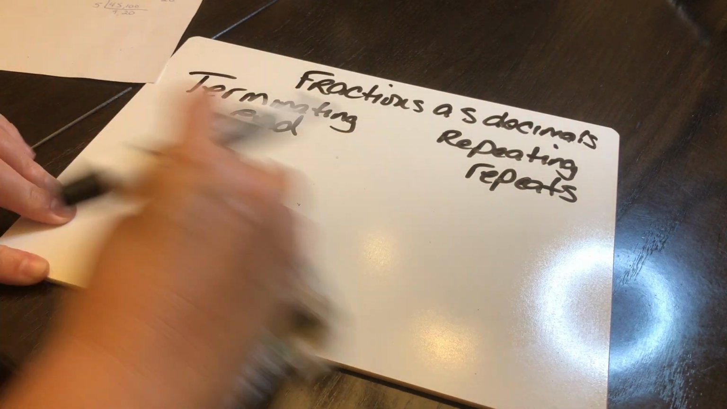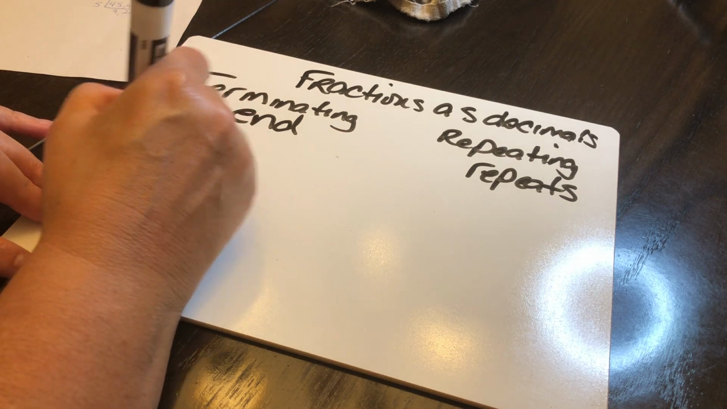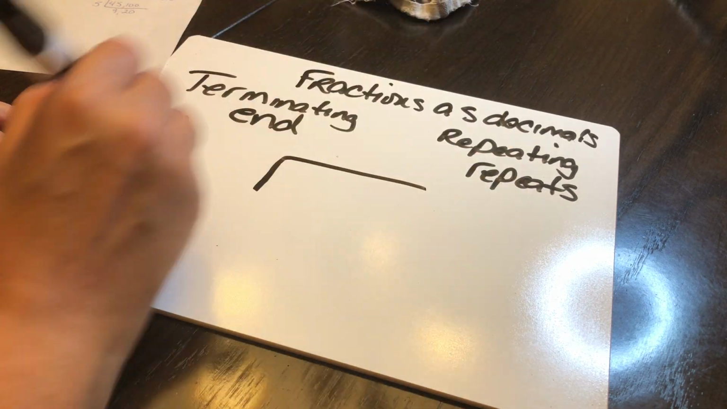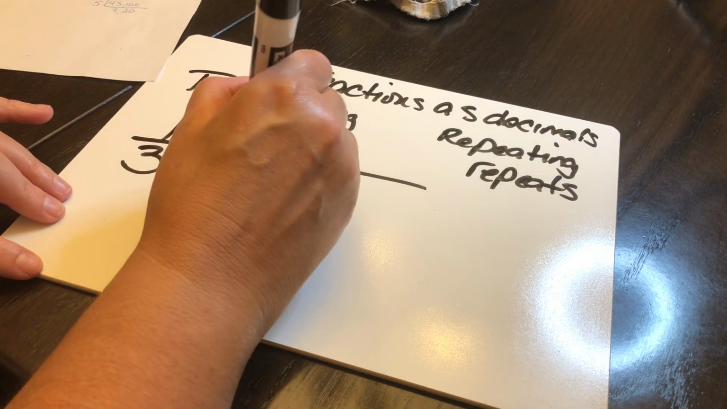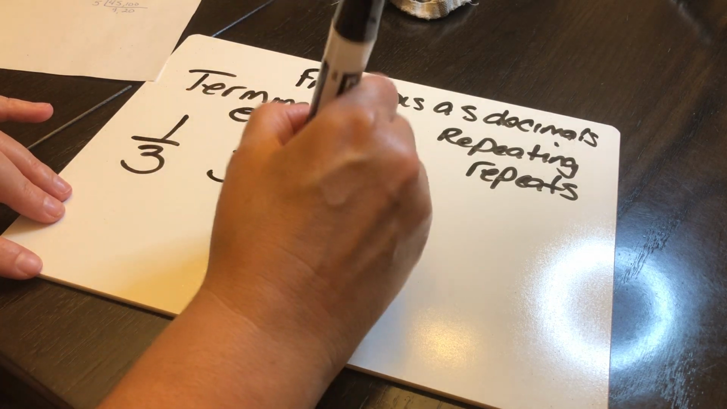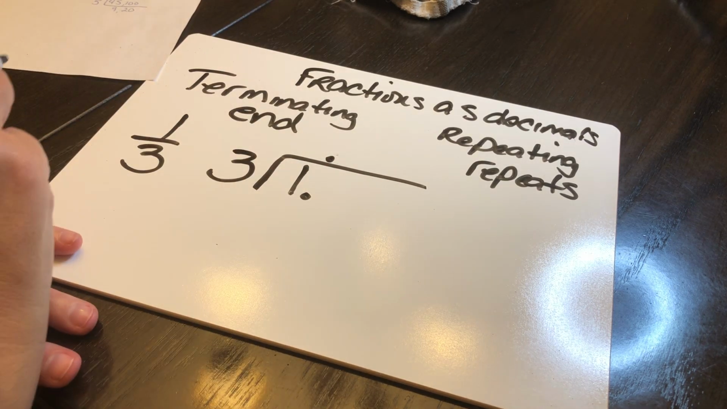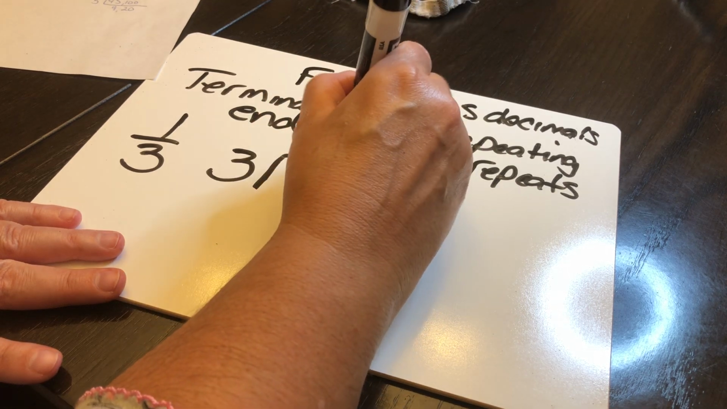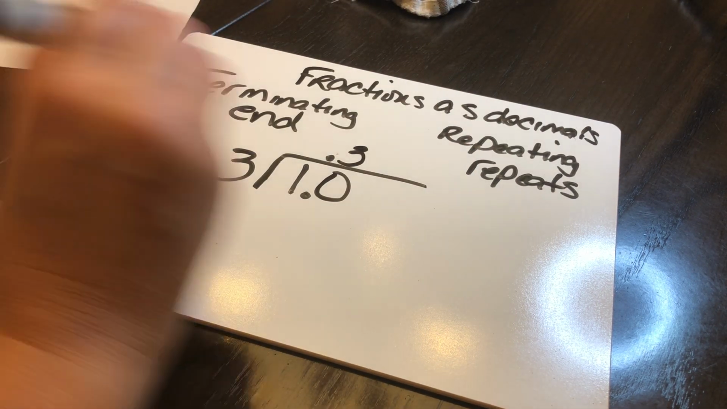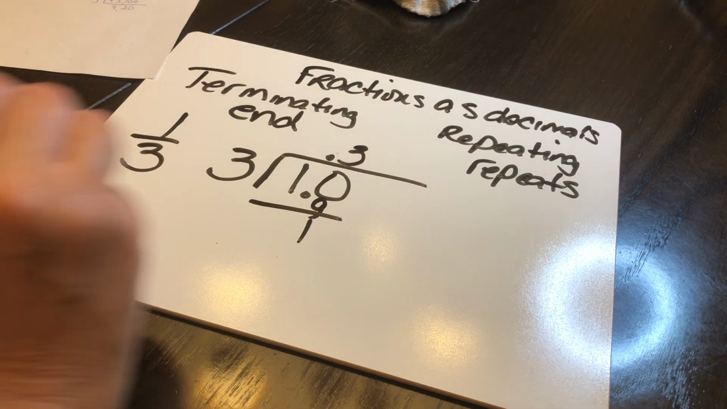Now, let's do one that's possibly a repeating. Let's do 1 over 3. So now what number goes in the house? 1. Even though it's the smallest, we put the 3 outside, carry our decimal. 3 does not go into 1, so I'm going to add a 0. Will 3 go into 10? Yes, it goes in there 3 times, which 3 times 3 is 9, with 1 left over.